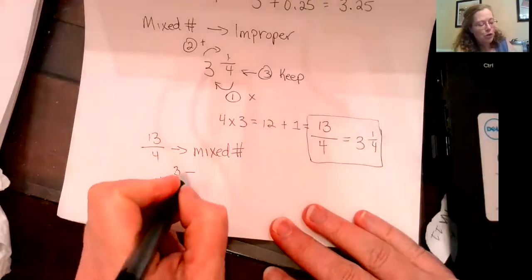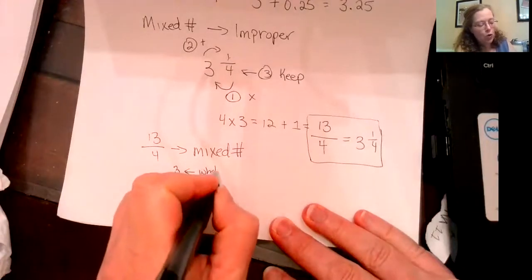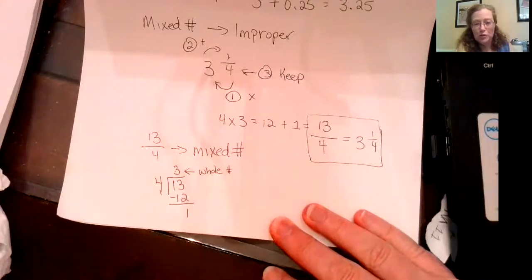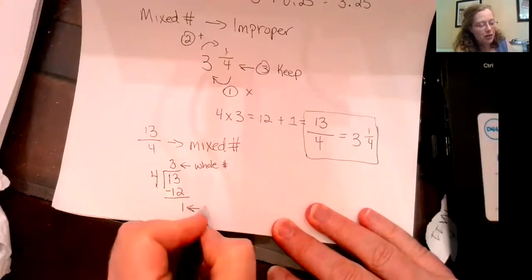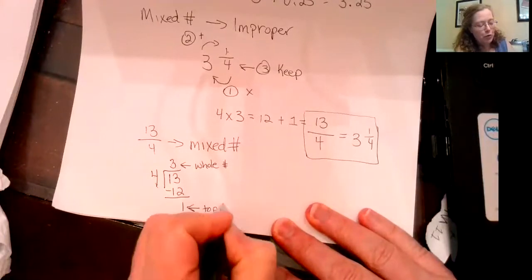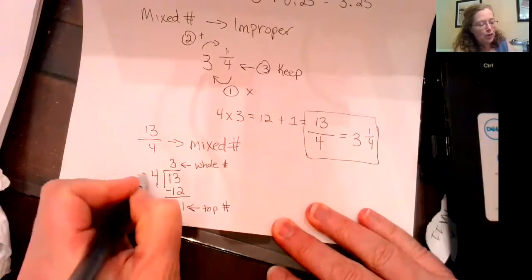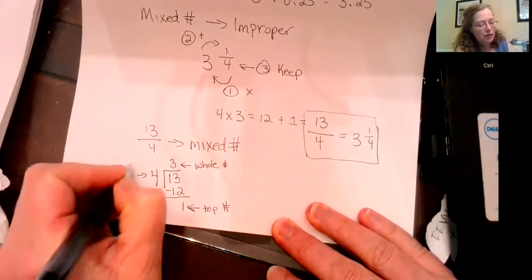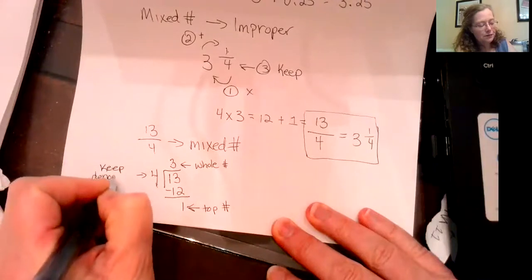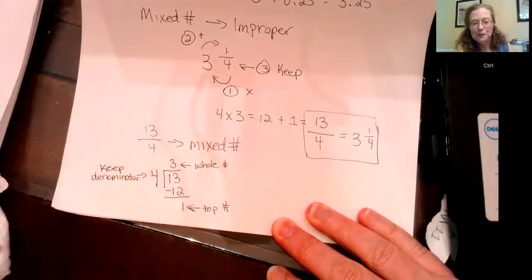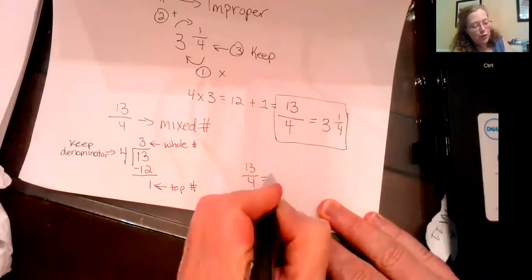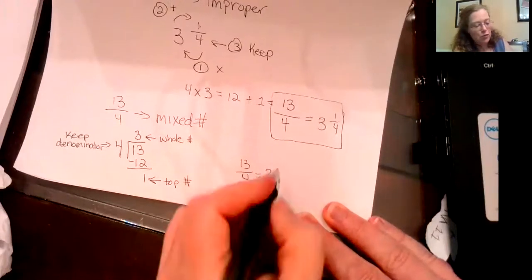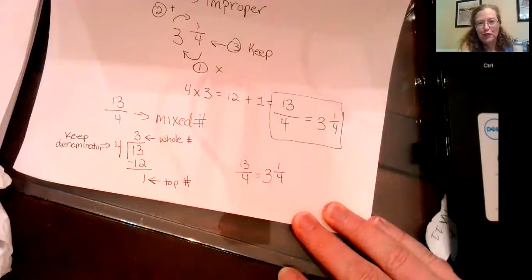Our new whole number is the whole number of times that 4 could go into 13 without going over. The 1 remainder is our new top number, our new numerator, and we're going to keep the denominator, the guy on the bottom. 13 over 4. The 4 goes in 3 whole times, and there's 1 of the 4 left over. Let's see what we want to do next.